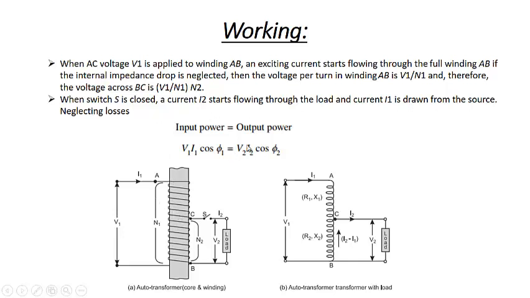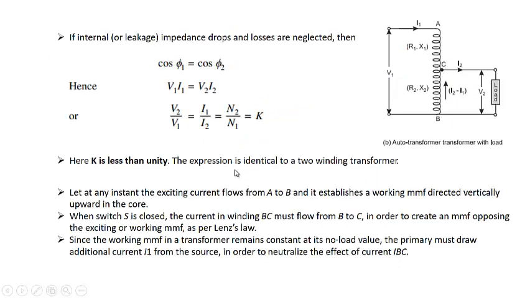Input power will be equal to output power when we neglect the losses. So V1 I1 cos phi1 will be equal to V2 I2 cos phi2. If the internal leakage impedance drops and the losses are neglected, then cos phi1 will be equal to cos phi2. We can say this is then an ideal transformer. Then V1 I1 will be equal to V2 I2, or V2 by V1 will be equal to I1 by I2, which is equal to N2 by N1, which is equal to K.